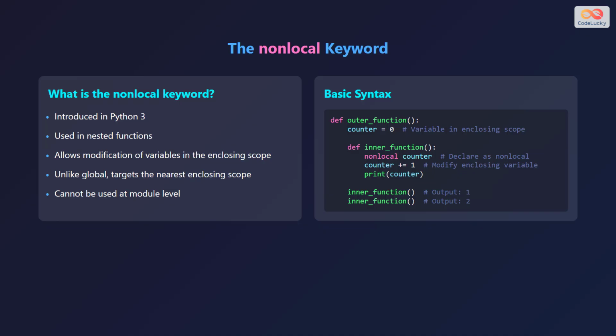Here's the basic syntax. First, define an outer function with a variable in its scope. For example, counter equals 0. Then, define an inner function within the outer function. Inside the inner function, use the keyword nonlocal, followed by the variable name to indicate that you are referring to the variable in the enclosing scope. For example, nonlocal counter. Now, you can modify the variable in the enclosing scope within the inner function. For example, counter plus equals 1. When you call the inner function, it will update the variable in the enclosing scope.